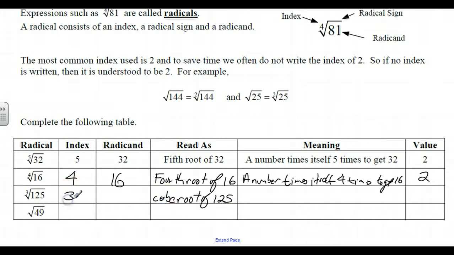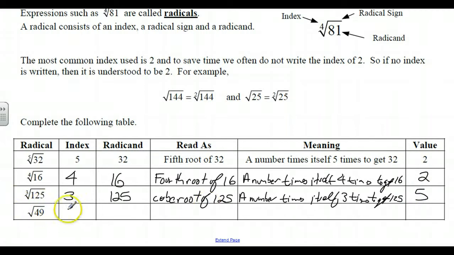So cube root has an index of 3. The radicand is the number which we are taking the root of. And this means a number times itself 3 times to get 125. And that number is 5. 5 times 5 is 25.